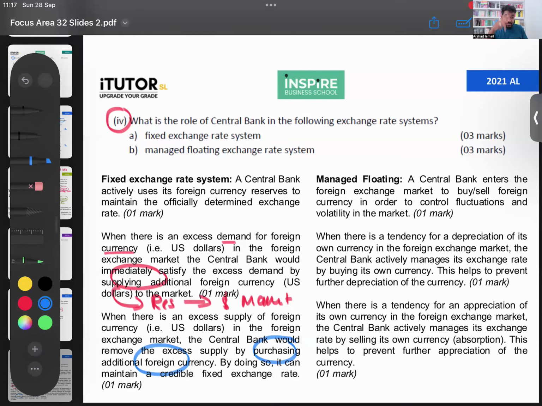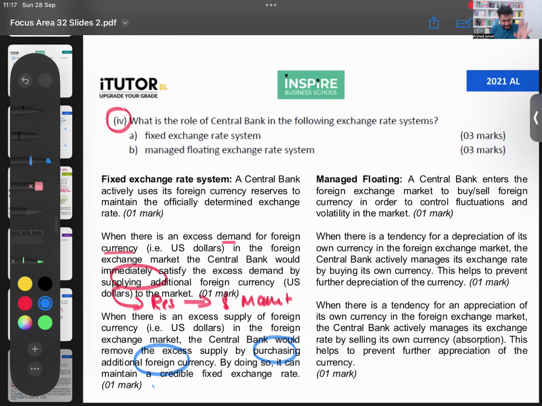But if it appreciates, it's bad for exporters. So the central bank is not allowing it to appreciate. They're keeping it at 300. It can go to maybe even 290, 280, but no, they're keeping it at 300. How are they keeping it? They're purchasing the dollars. So that's how you can keep it fixed.